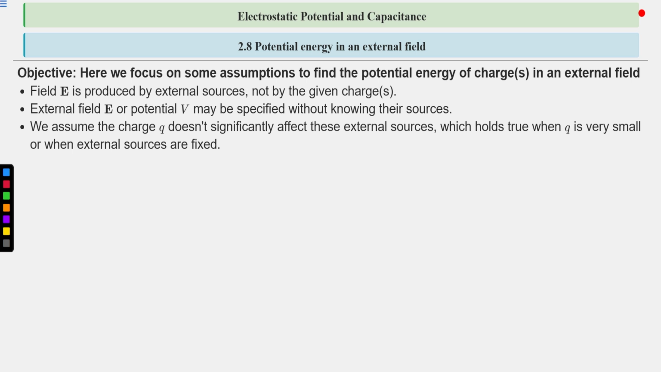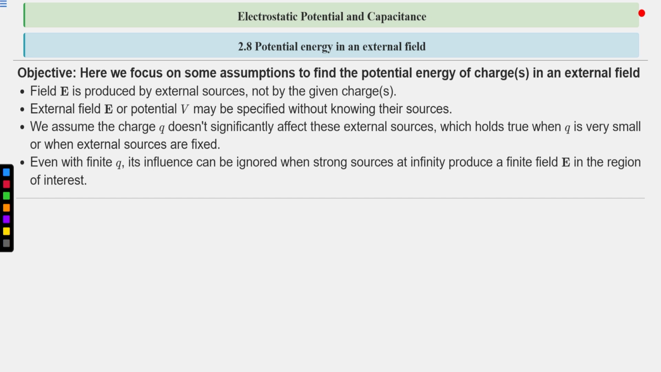We assume the charge Q doesn't significantly affect these external sources, which holds true when Q is very small or when external sources are fixed. So we are assuming that the other charges we are considering in the external field don't significantly affect the external sources. So we will consider that the external field is stronger. The field produced by these Q charges will not affect the external field, which holds true when Q is very small or when external sources are fixed.